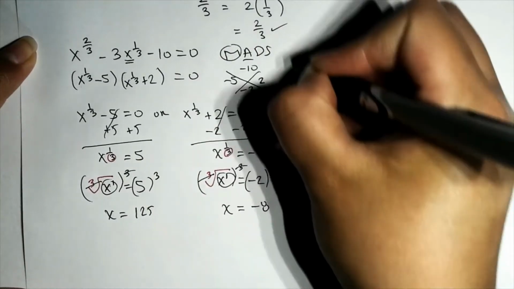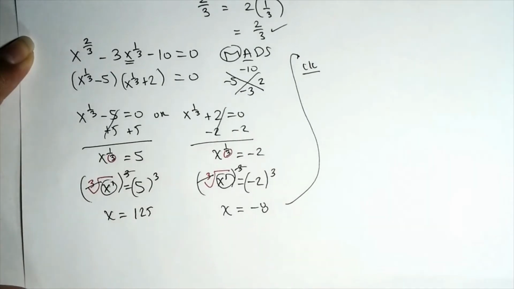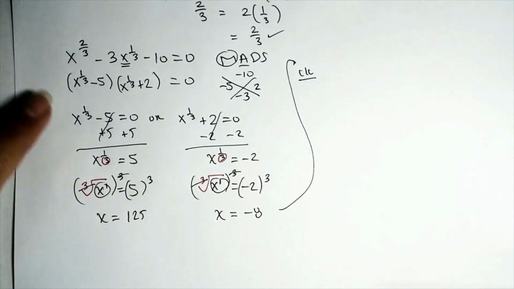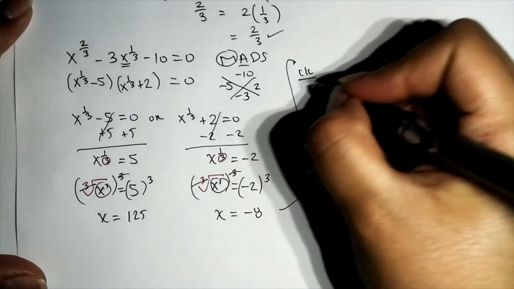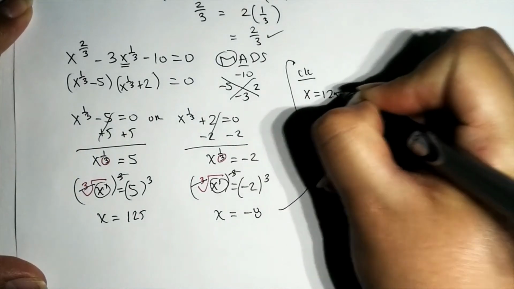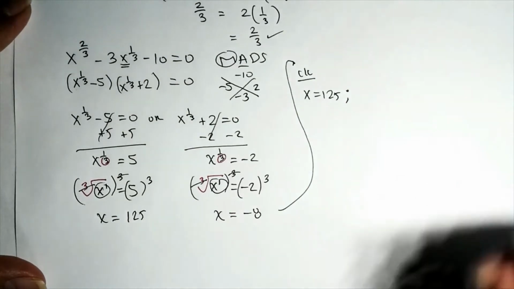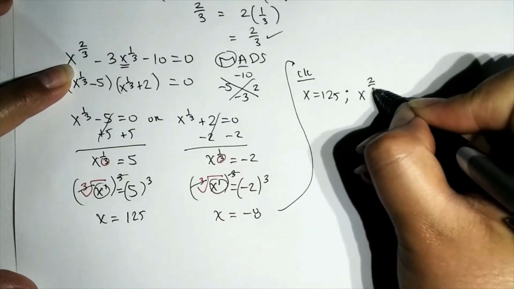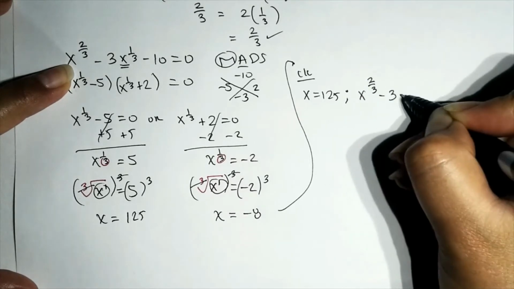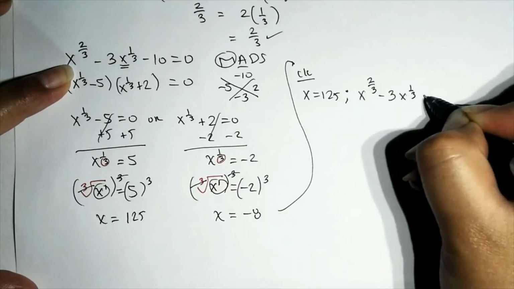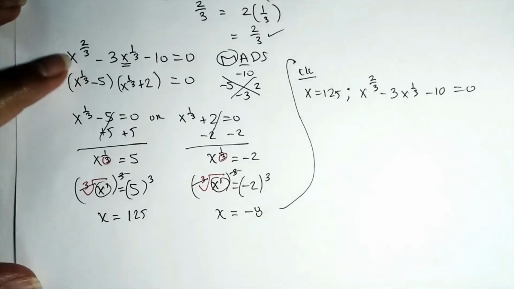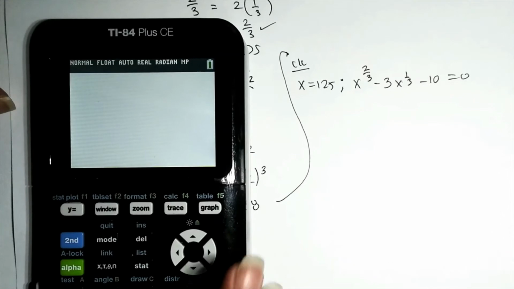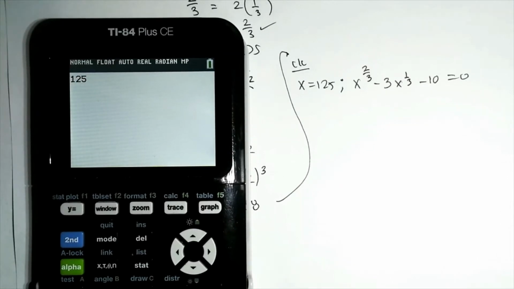Okay, hopefully we don't have extraneous solutions. So let's check the first answer. I have no time to plug in 125 for x by hand, so we're going to use our calculator. We're going to store the 125 for x. Let's write down the equation. So we have x to the 2/3 minus 3 times x to the 1/3 minus 10 equals 0. Let's take out our fun calculator and store it. So we have 125. We're going to store it as x.